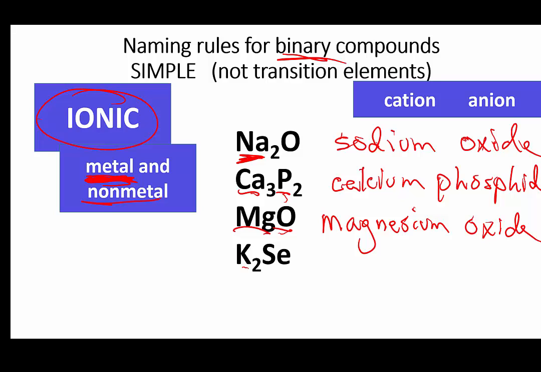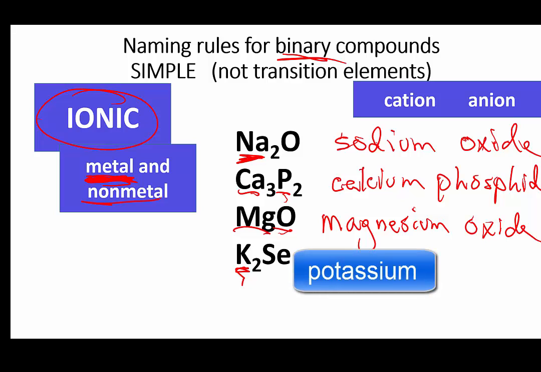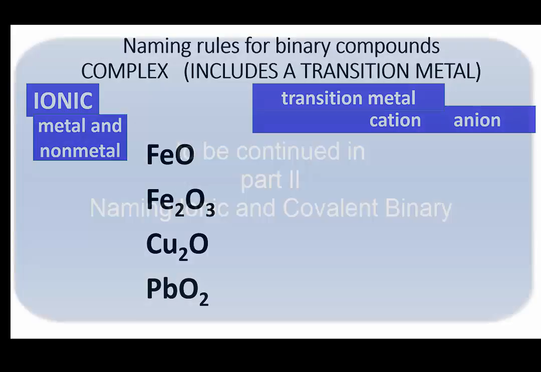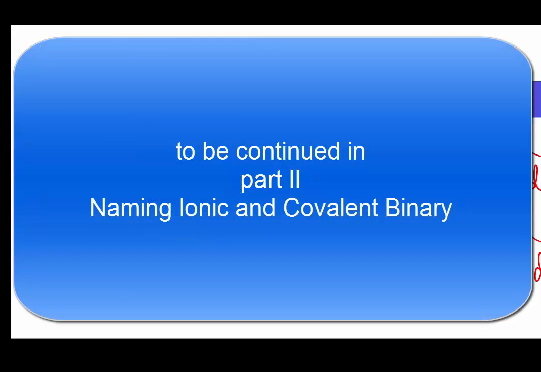And here, sometimes people forget their symbols. What's K? Okay, it's potassium. This is selenium, so this is selenide. An E there at the end. Now, those were really simple. Yes, it has to get harder.